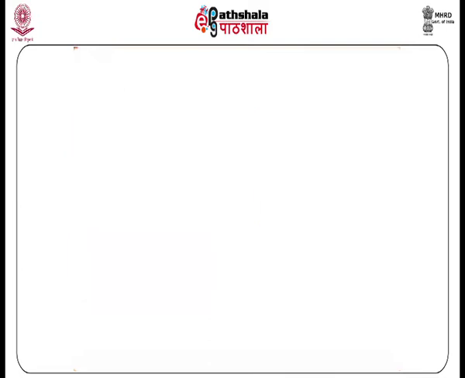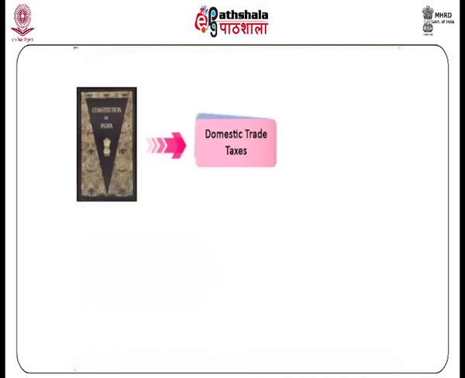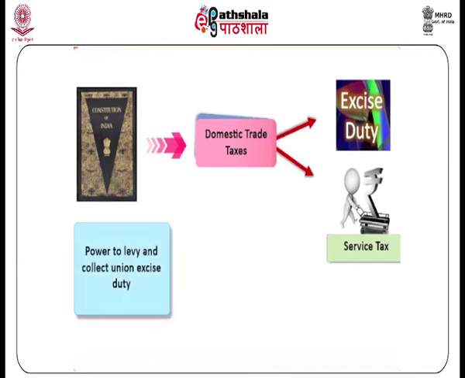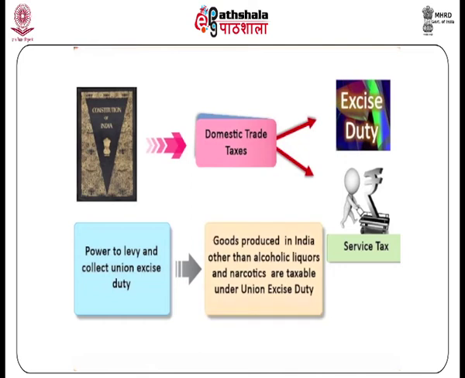The Indian Constitution empowers the Union government to impose some important domestic trade taxes. These include Union Excise Duty and tax on services. Power to levy and collect Union Excise Duty emanates from Entry 84 of the Union List, 7th Schedule of the Constitution. Accordingly, goods produced or manufactured in India other than alcoholic liquors and narcotics, etc., those under the state list, are taxable under Union Excise Duty.